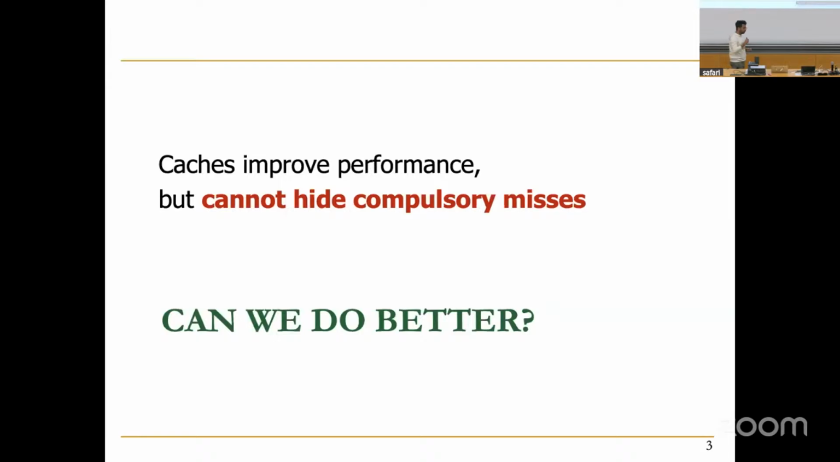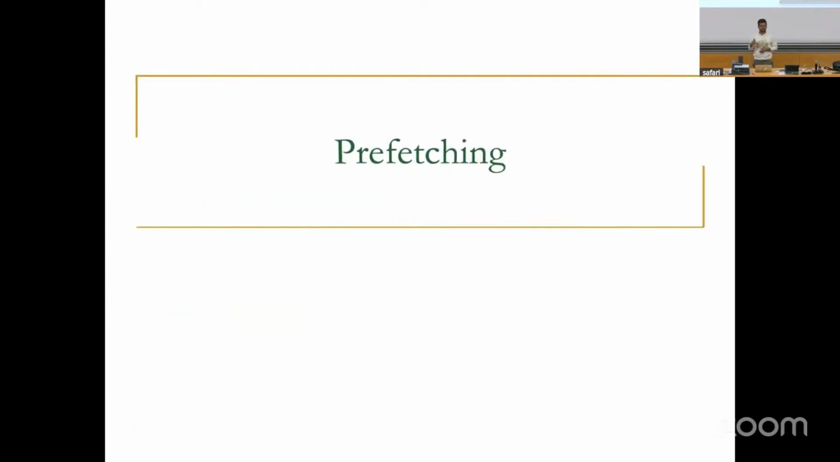But one fundamental thing that the caches cannot solve is that they cannot hide compulsory misses. So if your program has not seen that memory address before, the cache is useless, right? The first time the program accesses it, there is no way to hide it by the cache unless you have some sort of prediction going on. So can we do better? That's where we as architects, we as engineers, always keep asking the same question: can we do better? The answer is yes. What can we do? Prefetching, right?